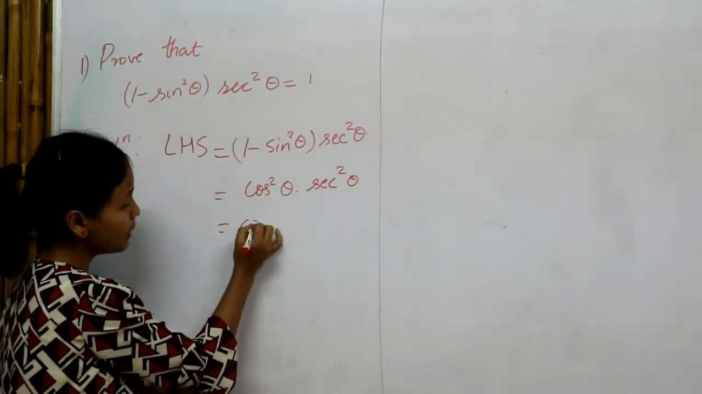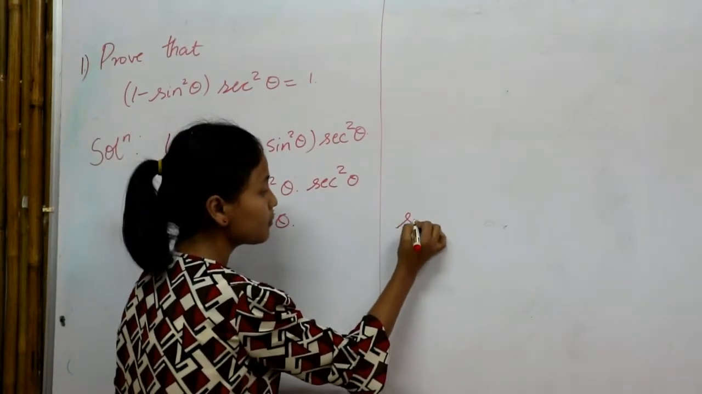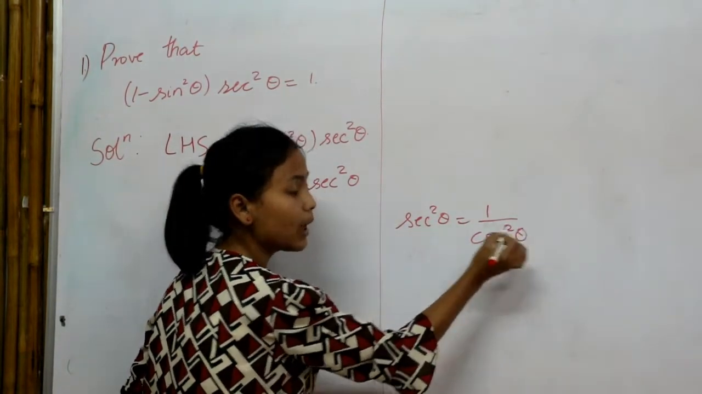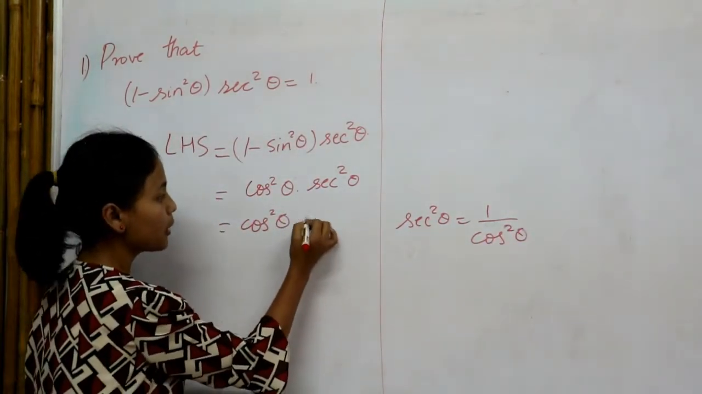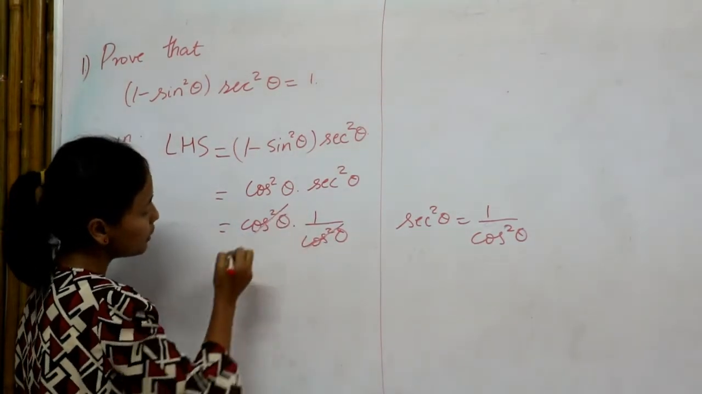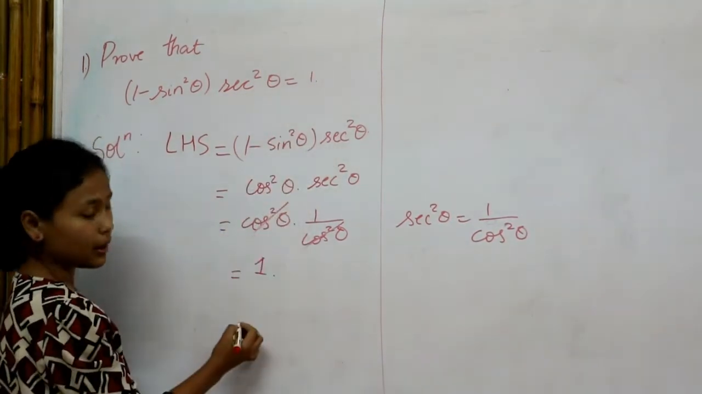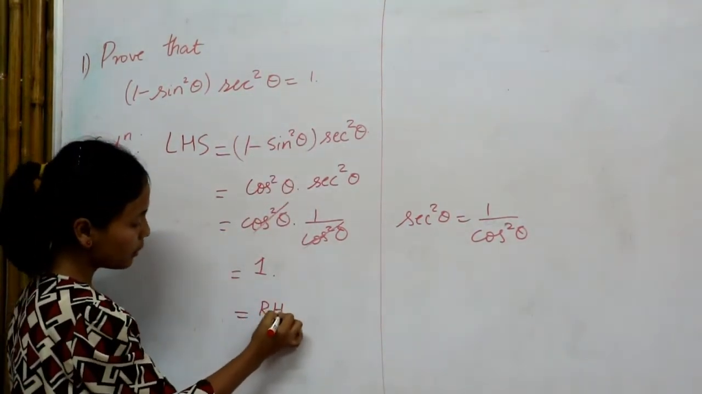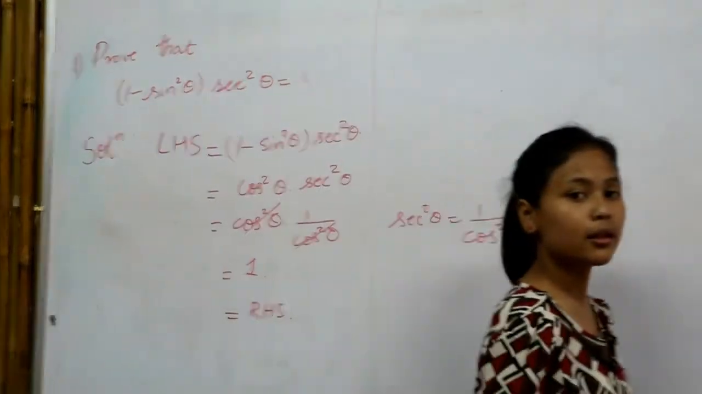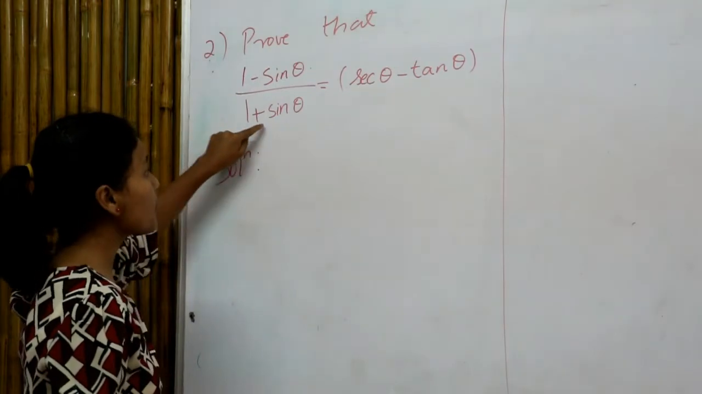In the next step, we know that sec square theta is equal to 1 by cos square theta. Alright, so you put here 1 by cos square theta. Then cancel cos square theta, we will get 1, which is equal to right hand side. Hence proved.